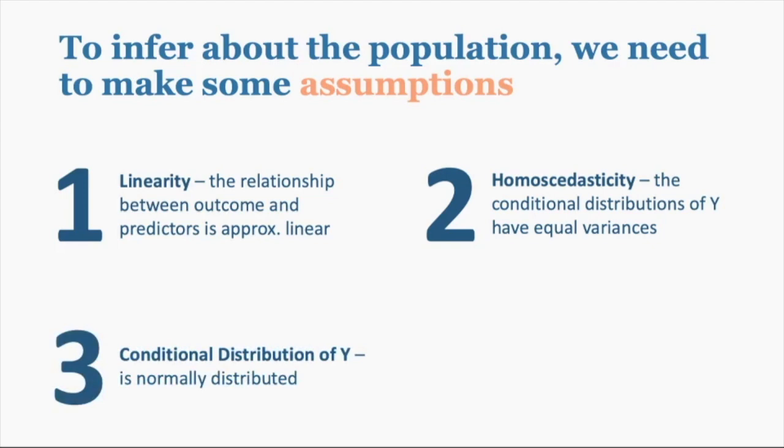The third one is that the conditional distribution of y is normally distributed. There's a really simple way to check this using what's called the QQ plot. I'm going to show you a number of those.